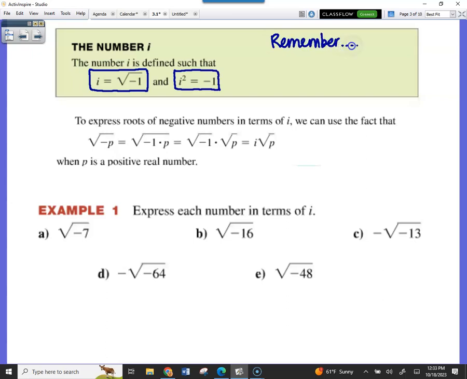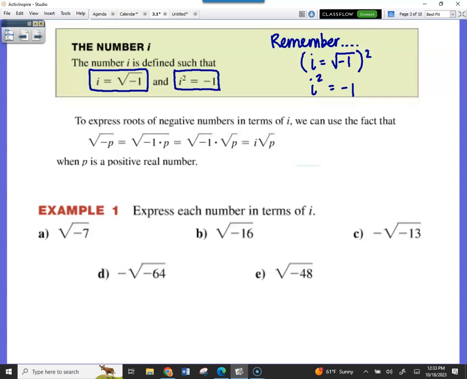Remember this. i is the square root of negative 1, and if I go in and square the whole thing, I end up with i squared equals negative 1, because this is going to cancel the radical. Okay? You've got to have those memorized to make your life easier with where we're going with this. All right.